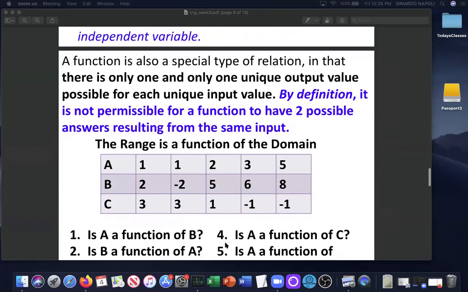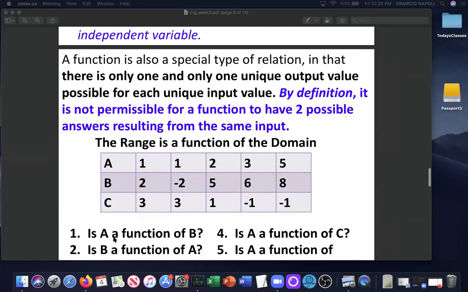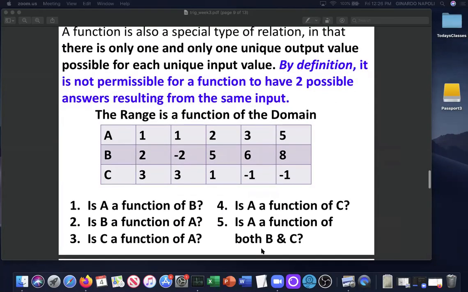Okay, now we're going to look at that a little bit right here. We'll just do these first two. We don't need to do all this to get the idea. And so the idea here is we want to look at the table values given to us and decide if the answer to these questions are yes or no. And the way you read this is the range is on the left, a function of the domain on the right. The output is a function of the input, right?